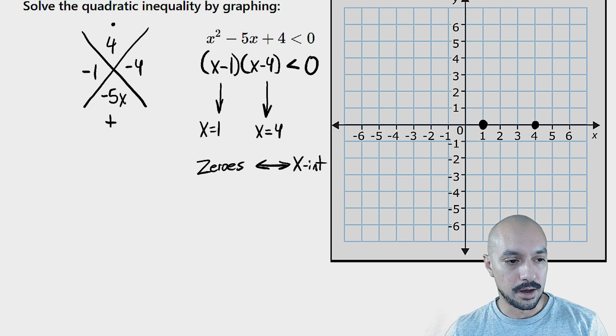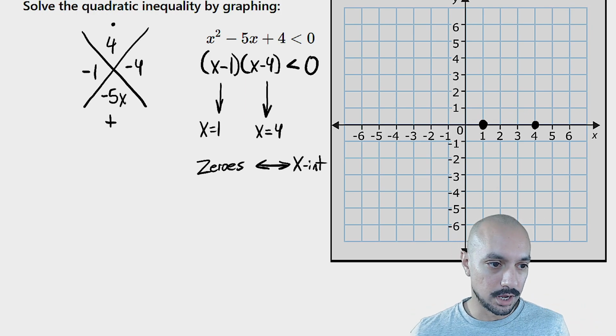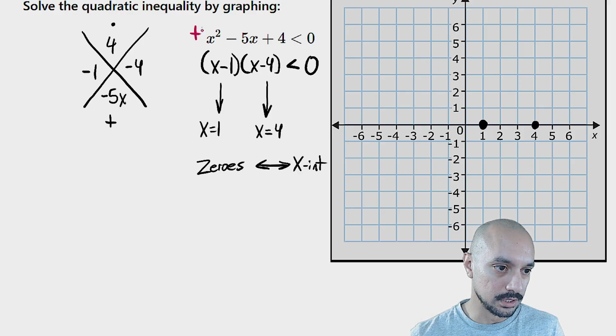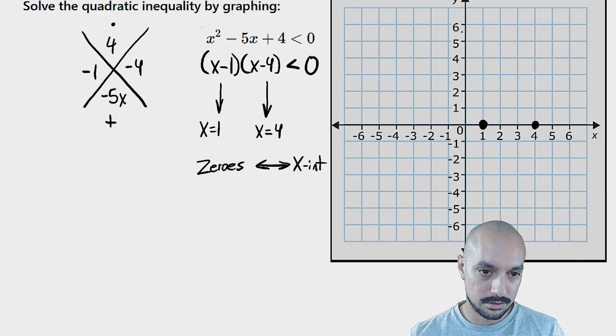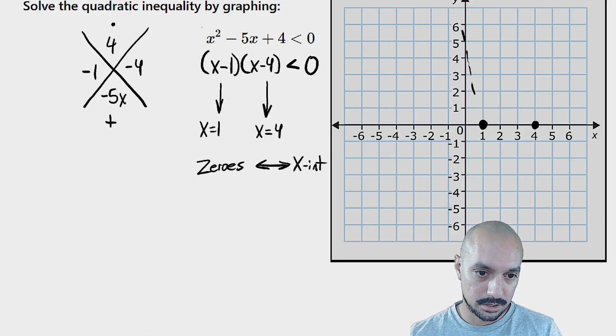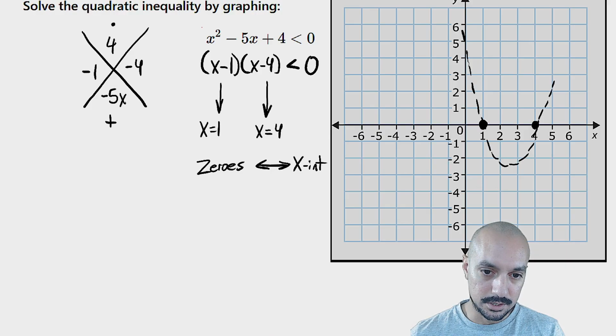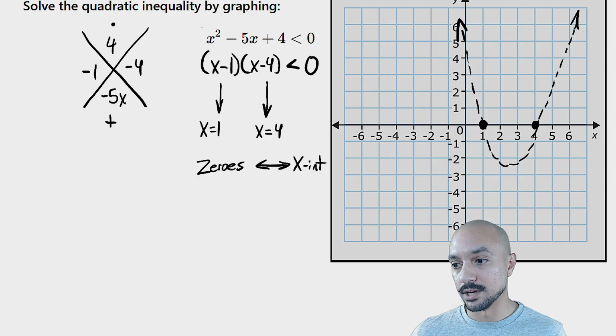All right. My quadratic opens upwards. I know it opens upwards because we lead with a positive right here. I'm just going to create the general shape here. You don't have to graph these to state the solution set. The reason why I'm graphing it is so that you have a visual for what I'm about to explain.